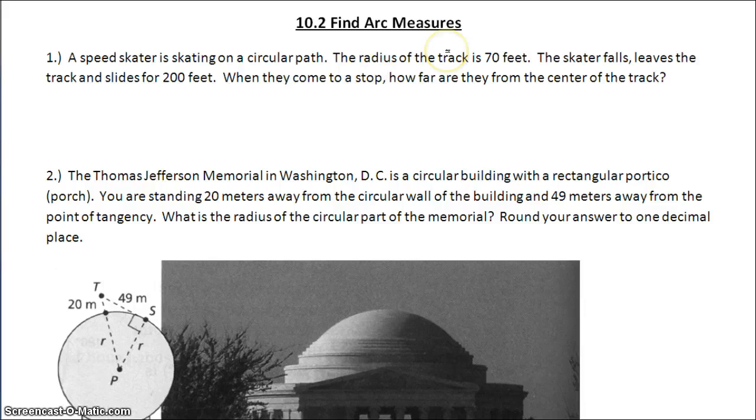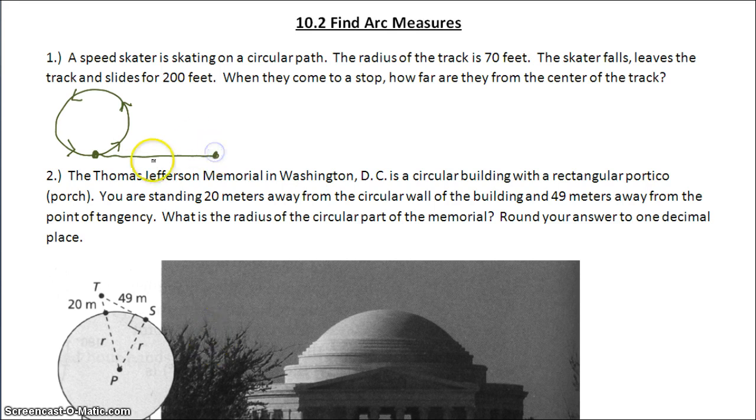Today's in-class work involves 3 word problems. In the first word problem, we have a speed skater on a circular track with a radius of 70 degrees. Now, if that speed skater is going this direction around the circle, when they fall, the path that they're going to slide on is going to be on the line tangent to the circle. So if that speed skater falls right here, they're going to slide on a line tangent to the circle.